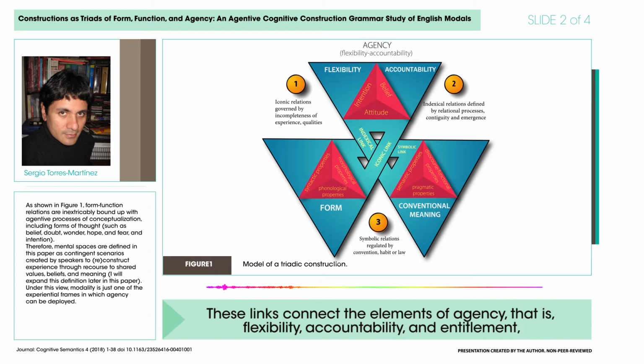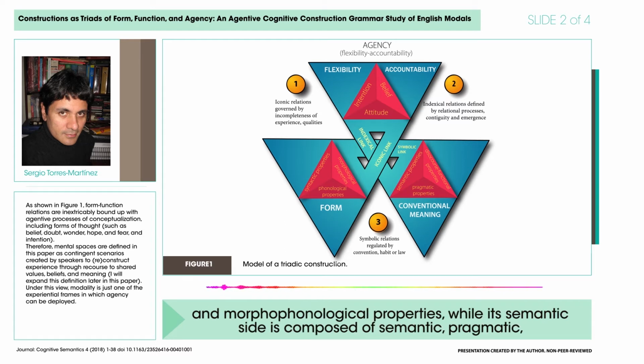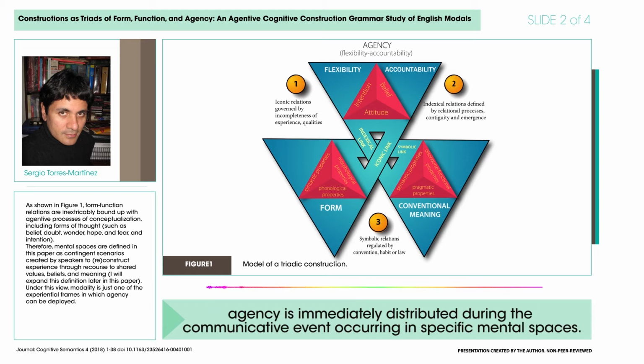These links connect the elements of agency, that is, flexibility, accountability, and entitlement, with the form and meaning side of the construction. The formal side of a construction is represented by syntactic, phonological, and morphophonological properties, while its semantic side is composed of semantic, pragmatic, and discourse functional properties. When both iconic and indexical links are activated, agency is immediately distributed during the communicative event occurring in specific mental spaces.